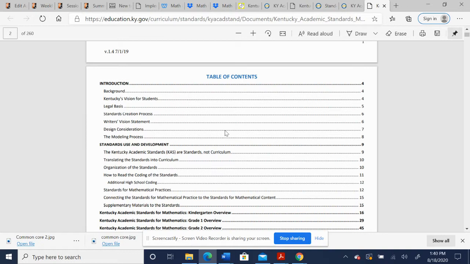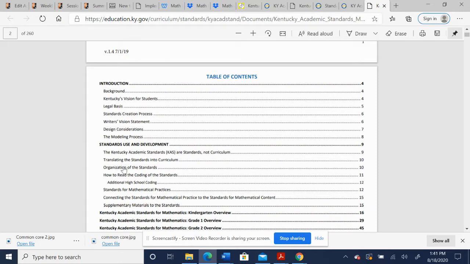It also has a background. Why did we revise these standards? Why are they Kentucky's revised standards? What was the purpose behind that? How did they develop these? Who was part of that development? The legal ability that they had to change this. What laws made the change possible? So there's just a lot of historical information here about the process behind creation of these standards.